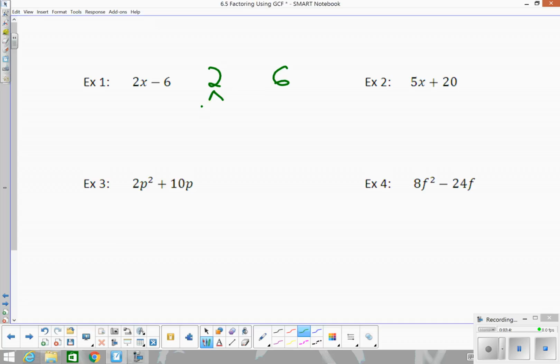Factors of 2, 1 times 2. Simple. Factors of 6, 1 times 6, 2 times 3. What numbers do they have in common? 1 and 1. 2 and 2. 2 is the greatest number that they have in common. So I'm going to go ahead and divide both terms by 2 to start with.